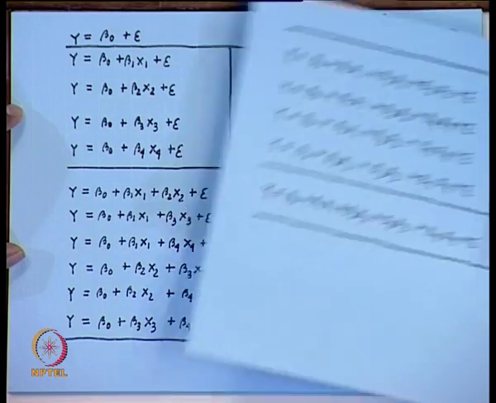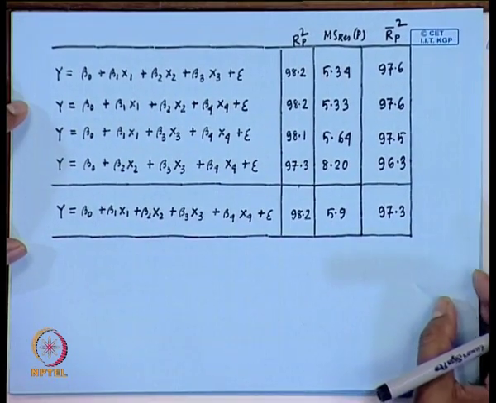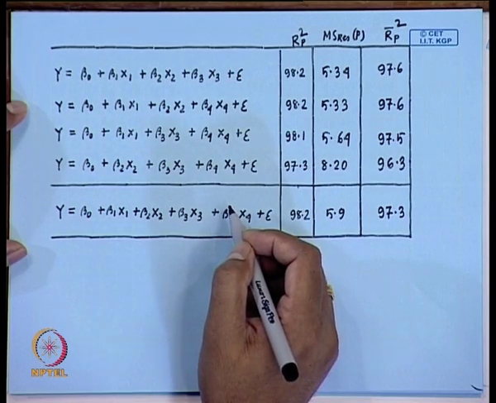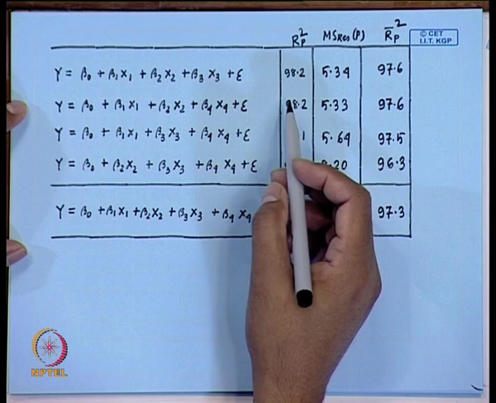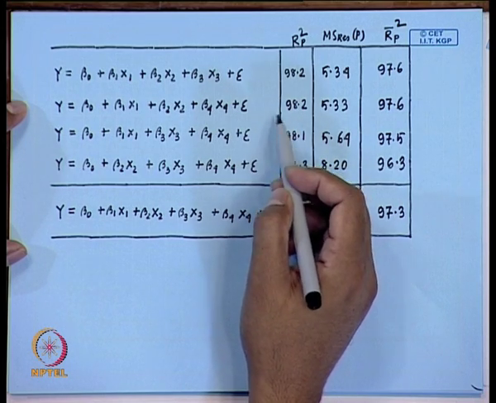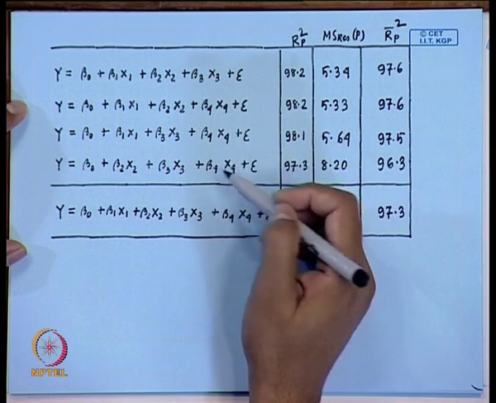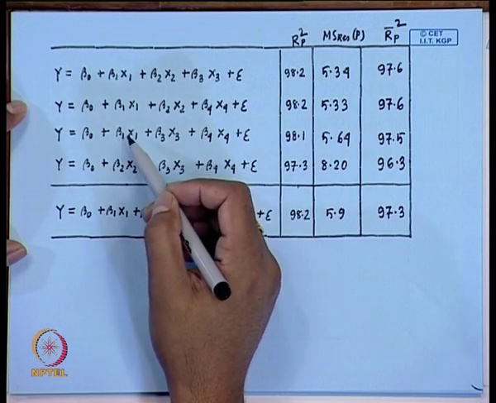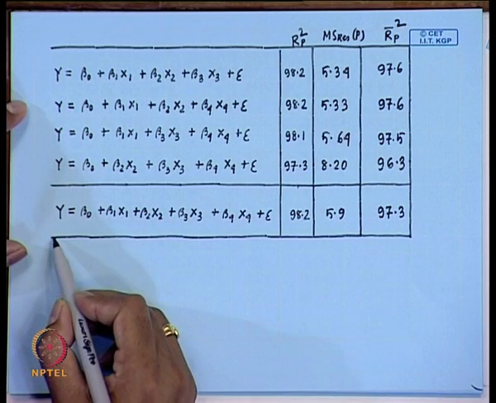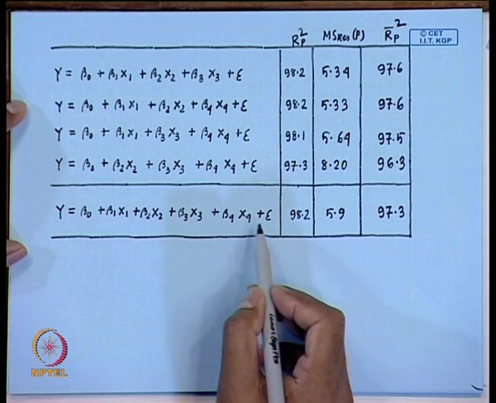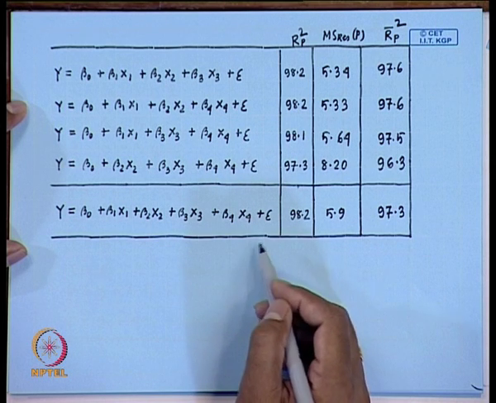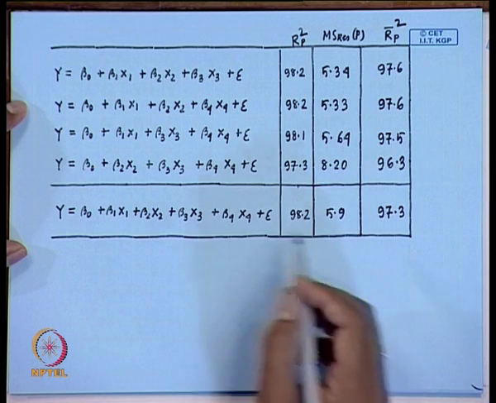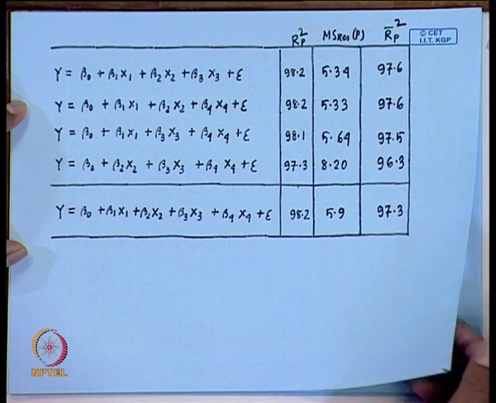And next we have the regression models involving 3 regressor variables. There are 4 C 3, that is equal to 4 such regression models, for example the one involving x 1, x 2, x 3, and so on. Finally, this is the full model, which involves all the 4 regressor variables. So there are 4 C 4, that means one such model.